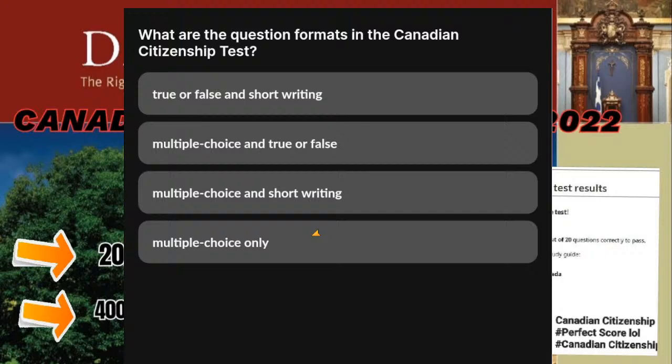Next question is, what is the question format in the Canadian Citizenship Test? It is A, true or false and short writing. B, multiple choice and true or false. C, multiple choice and short writing. Or D, multiple choice only. And the answer is letter B, multiple choice and true or false.